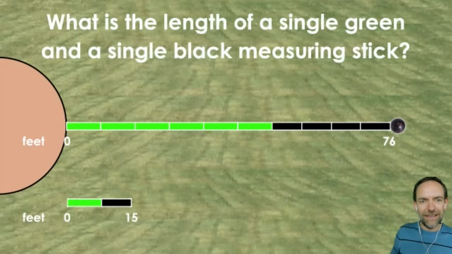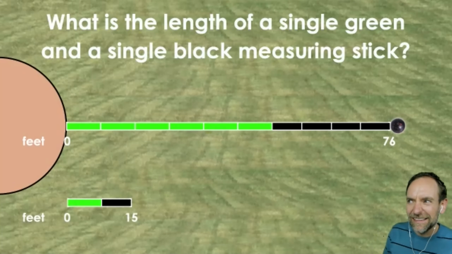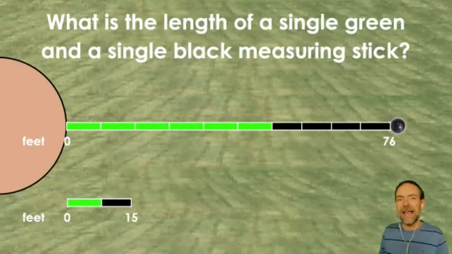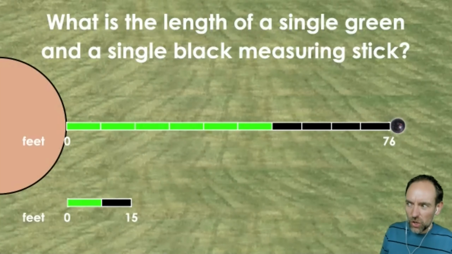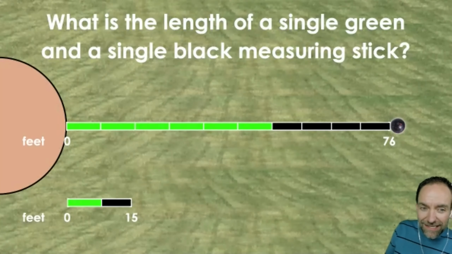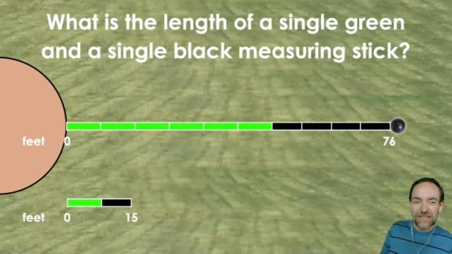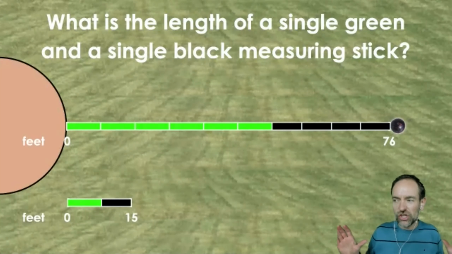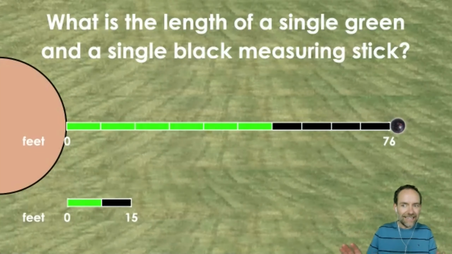And the question we give kids is, what's the length of a single green stick and a single black measuring stick? And all you know, my friends, is that a green plus a black measuring stick is equal to 15 feet. That is all the information we're going to share with you. We're going to go silent here.